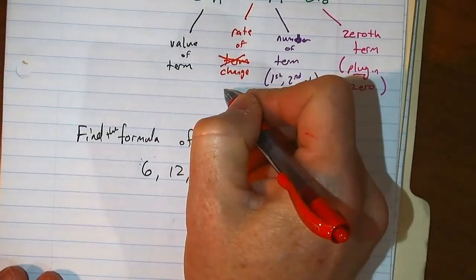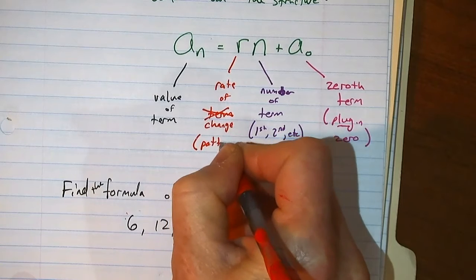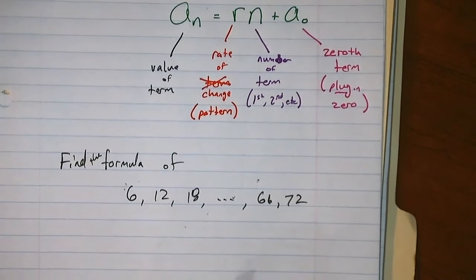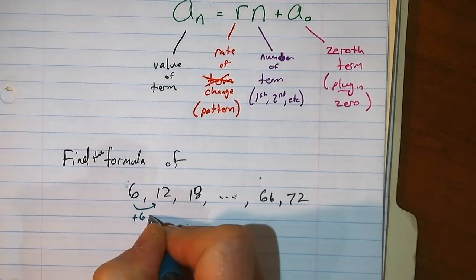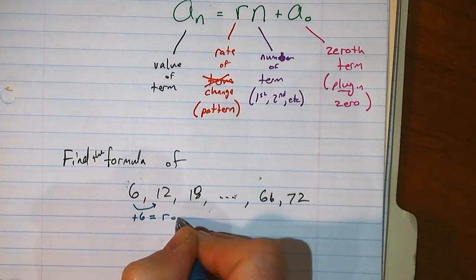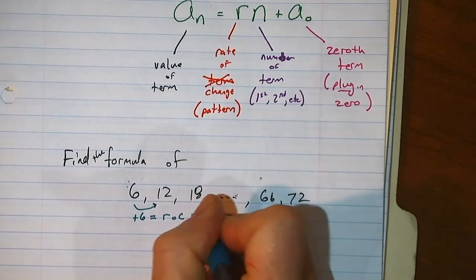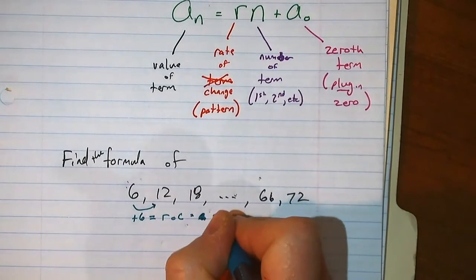But basically, what we're finding when we find the rate of change, I told you I was going to add something right here, is the pattern. What is the pattern? Because you're going to end up with the pattern divided by 1. And if the pattern is divided by 1, then there you go. So I have a pattern of adding 6. That means my rate of change, I'm going to just put ROC for rate of change, is add 6, plus 6. Okay, I'm not sure why I put ROC. The rate of change is clearly called r.